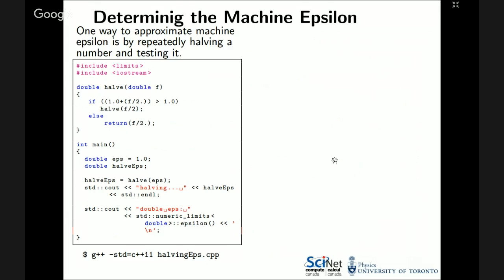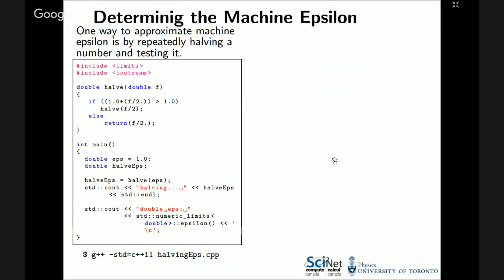It's called halving epsilon. And the nice thing I want to show you from this code is something I don't think we mentioned in the course before: this code is using a function that is recursive. Basically, the function is calling itself until it reaches a condition. By the way, recursivity is awesome, but it's very dangerous.